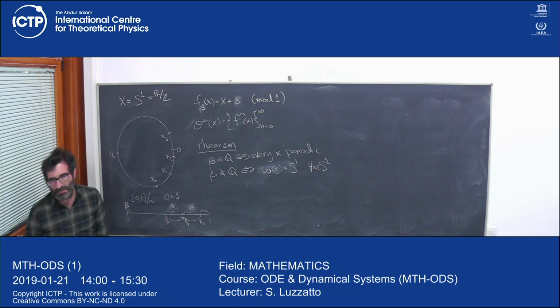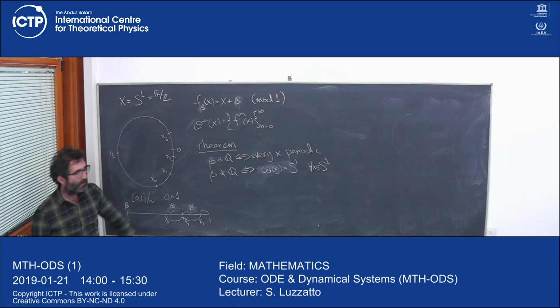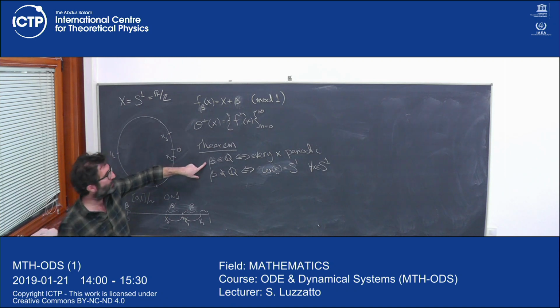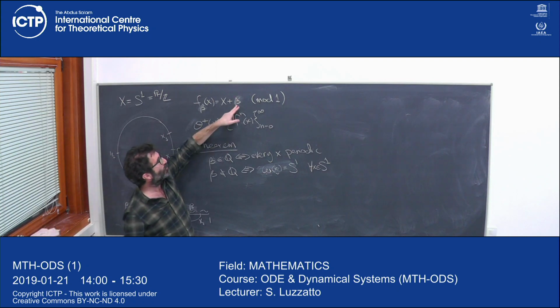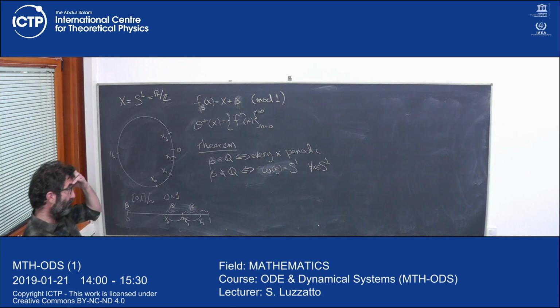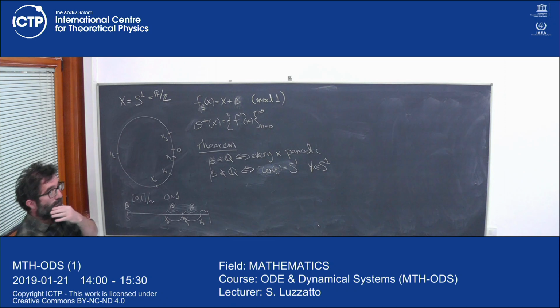So I will leave it as an exercise. It's quite easy. Certainly the rational case is very easy. For the rational case, you just literally plug in a rational and you see that at some point this must be equal to 1 mod 1, and so you get this property. The irrational case is not completely trivial, but it's just a few steps that are guided in the exercise there.